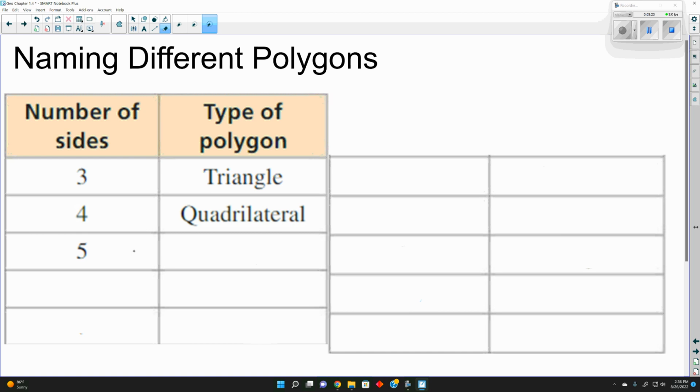The next one we have is 5 sides, a stop sign, which is a pentagon. Pentagon, 5 sides. That's also why they call it the Pentagon. All right, guys. So 5 sides is a pentagon. The next one is 6 sides, which is a hexagon.